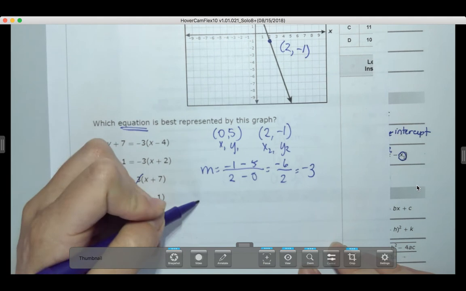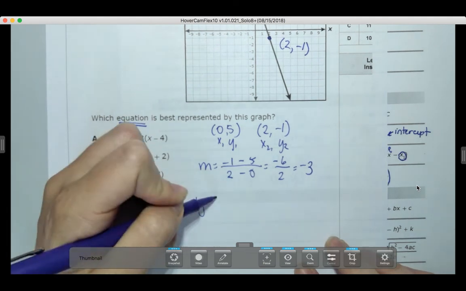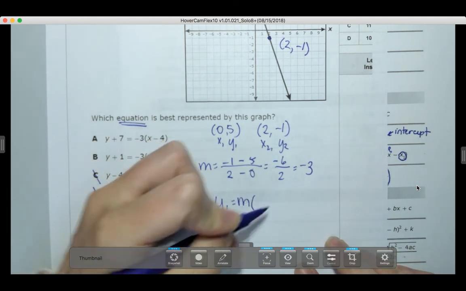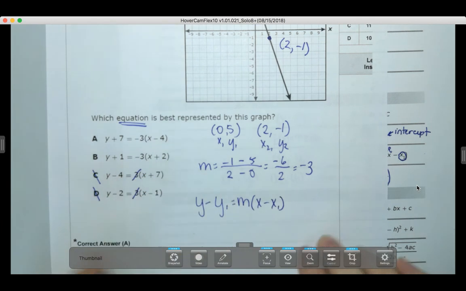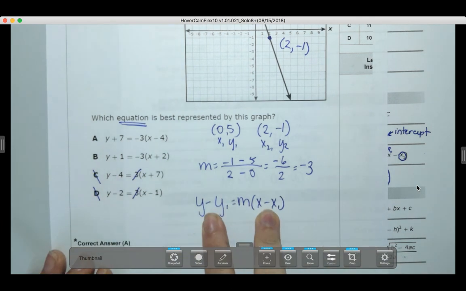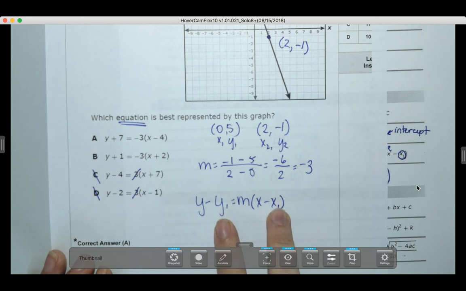I need to remember that point-slope form is y minus y1 equals m times x minus x1. It is very important that these are negative, which means that if I plug a negative value into here, because I will be subtracting a negative, I will end with a positive number.